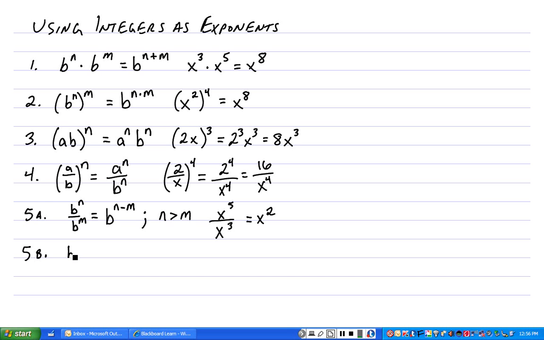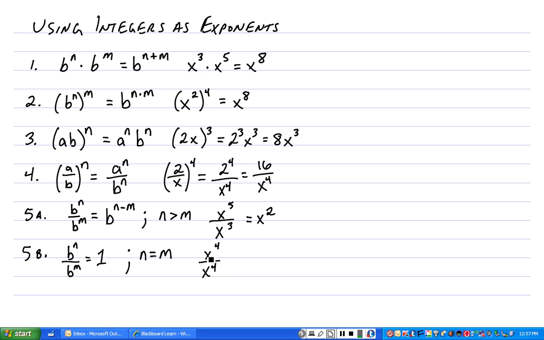Same situation, b to the n over b to the m. Alright, in this case we're going to now say that it's going to equal 1, and this happens when n is equal to m. So you have the same base, and in essence, since n is equal to m, you have the same exponent, and so they will basically cancel each other and just leave you with 1. Example being x to the 4th over x to the 4th.